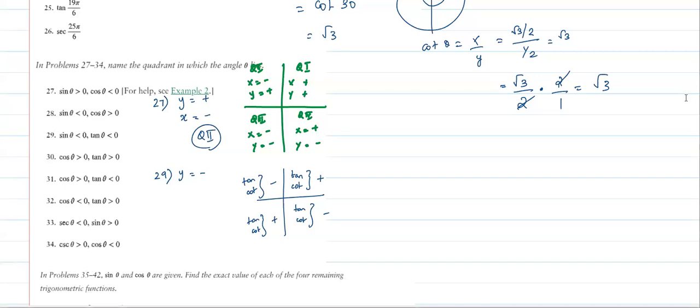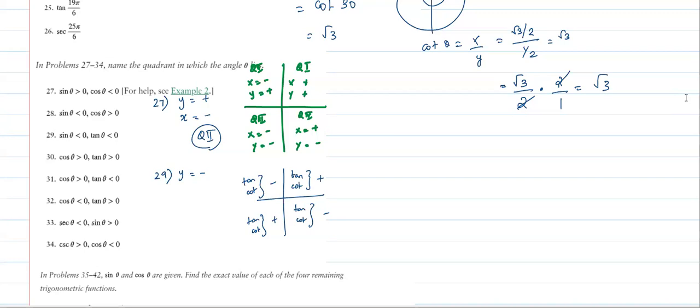So you have to understand that sine and cosecant are similar. Cosine and secant are similar. Cosecant and sine will follow the y value. Secant and cosine follow the x value, whereas tangent is a quotient of them. So this is what you have for tangent.